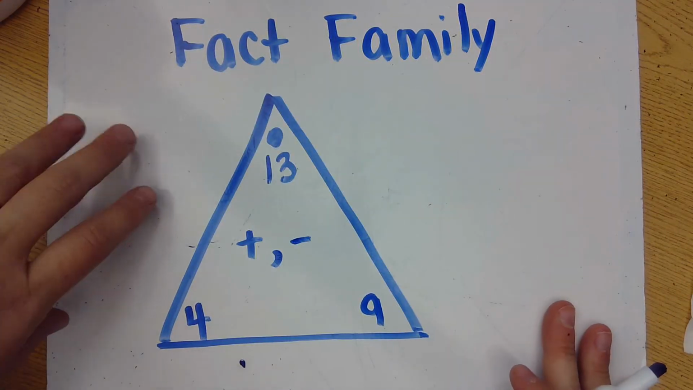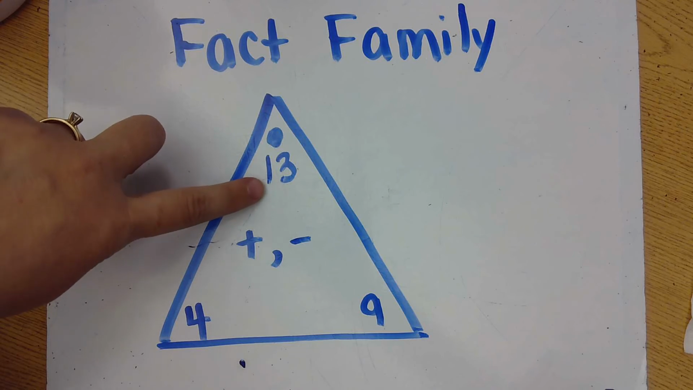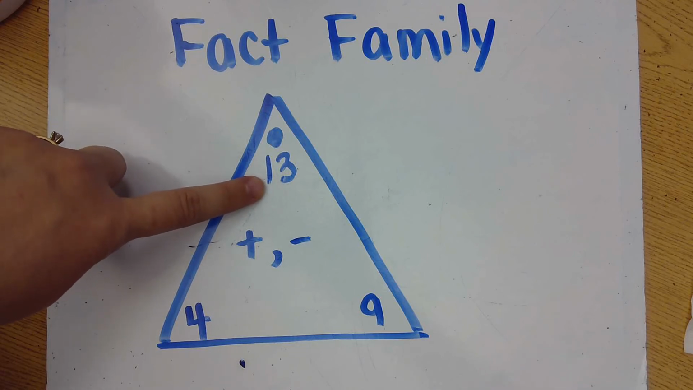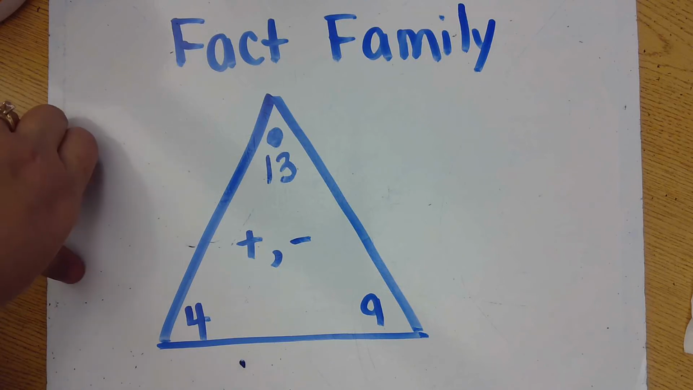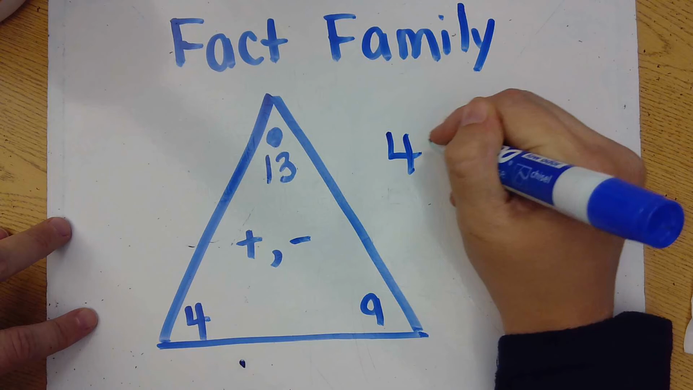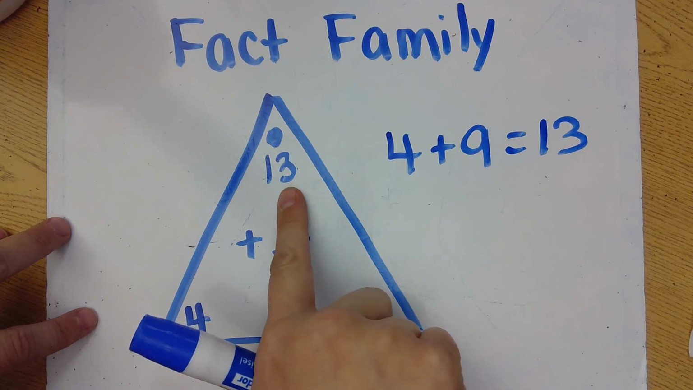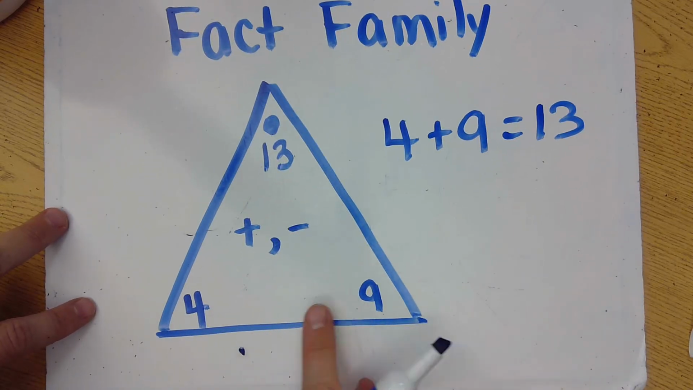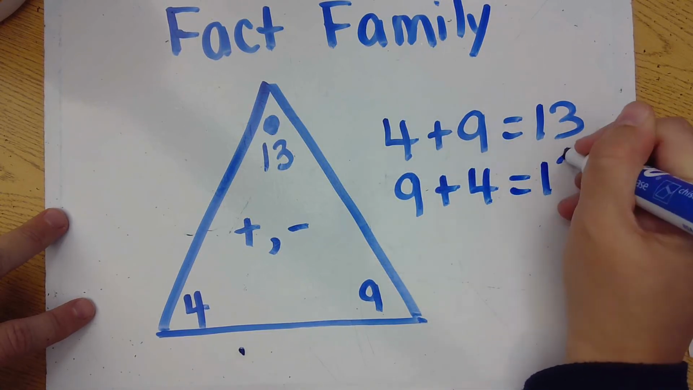All right, boys and girls, here we are looking at a new fact triangle. I can see that the dot is right next to the largest number on the triangle. That's 13. There's a 4 and a 9 that we are also working with. Let's go ahead and start out by adding the bottom 2 numbers. So we're going to walk this way first. 4 plus 9 equals 13. We're going to walk the other way. 9 plus 4 equals 13.